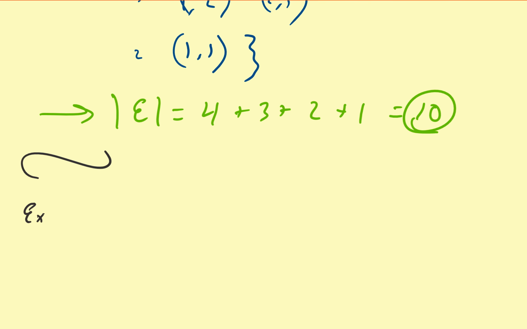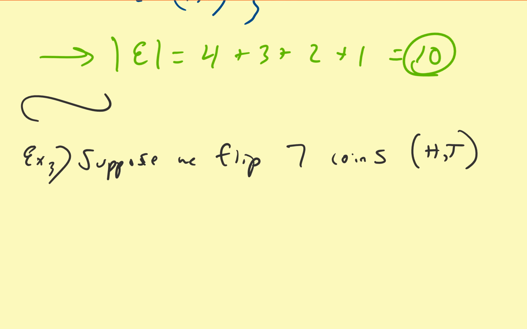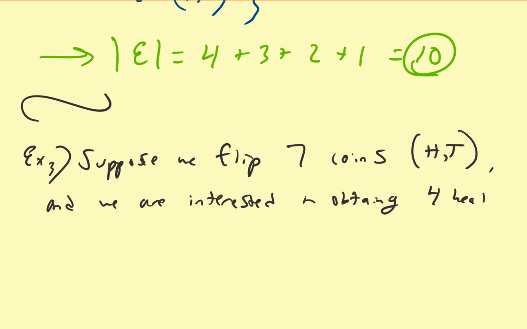Let's do one more example that's a little bit more involved. So suppose we flip 7 coins, which could result in either a heads or a tails, of course. So a little bit bigger, it's not different from the first example, but it's maybe a little bit more involved. And we are interested in obtaining 4 heads.